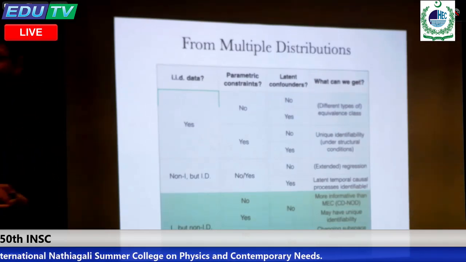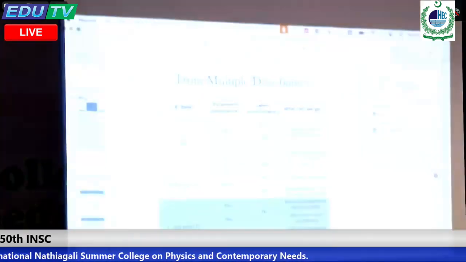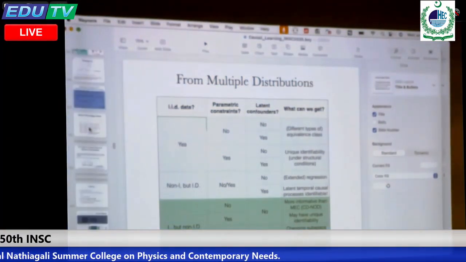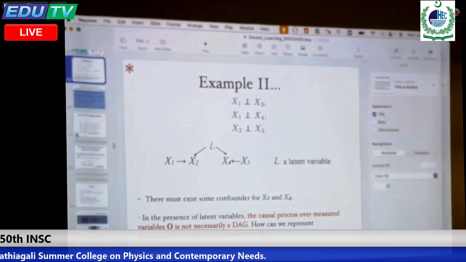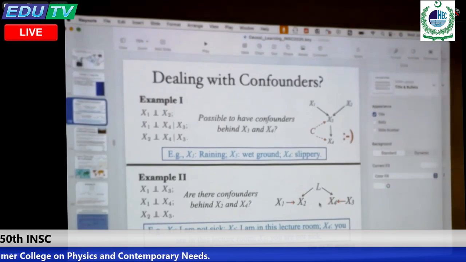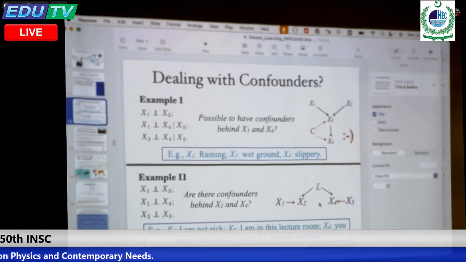Remember? Let me go back. Right here, in this case, if you want to explain the relationship between X2 and X4, you have a bidirected link, meaning that there are latent variables in between. This is one interpretation. The second interpretation is to say, right here, I have a cycle. X2 could influence X4 and X4 could influence X2.